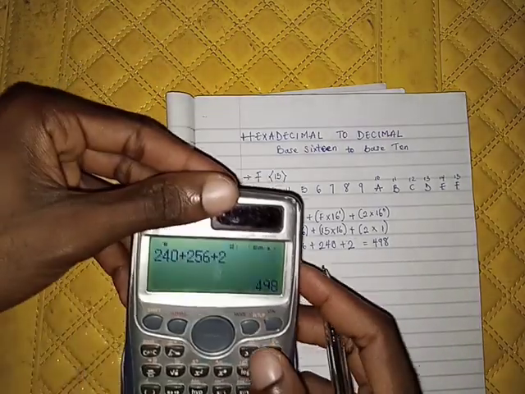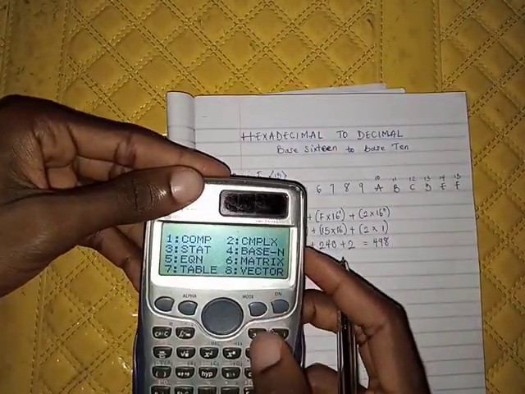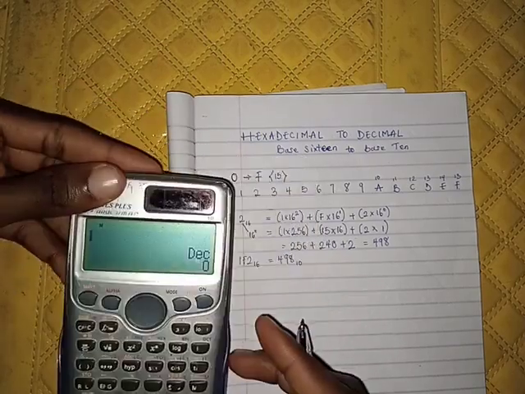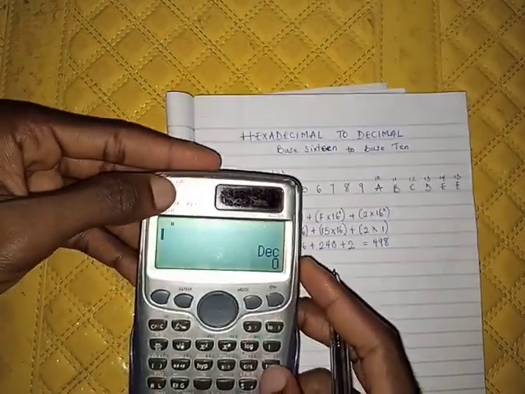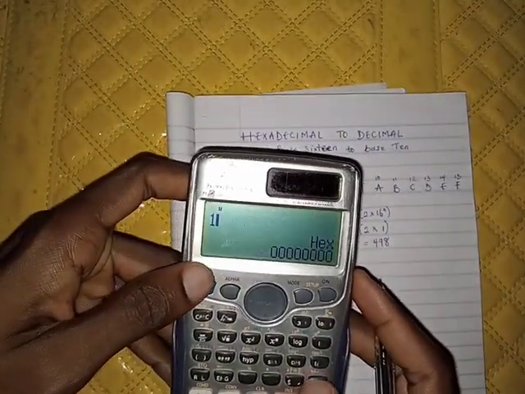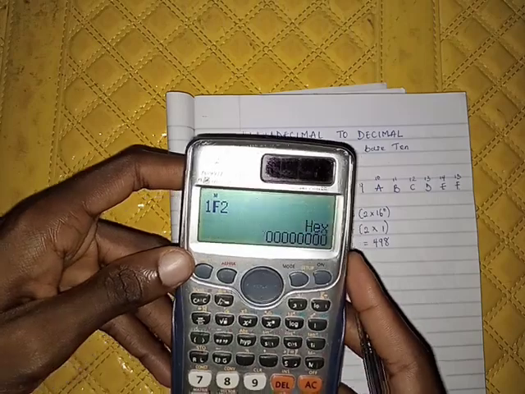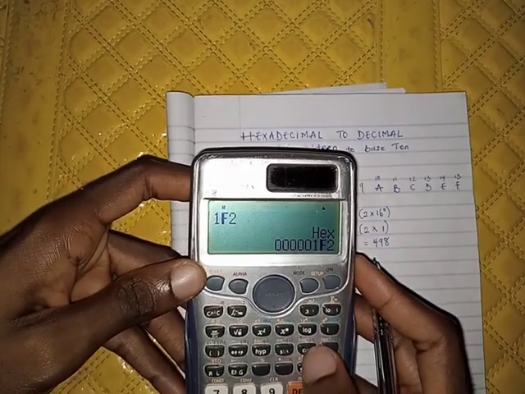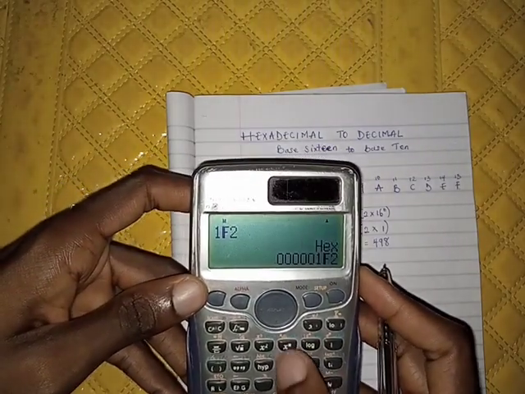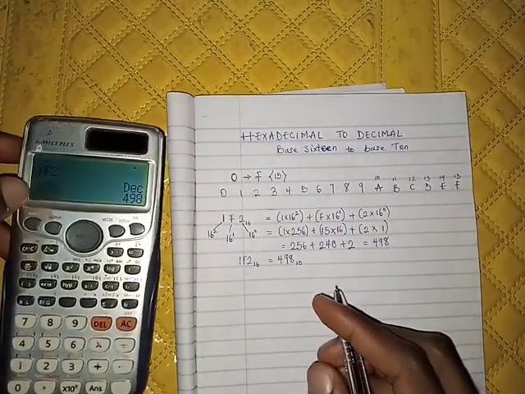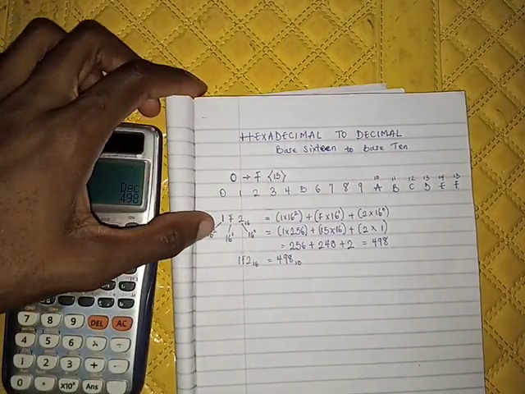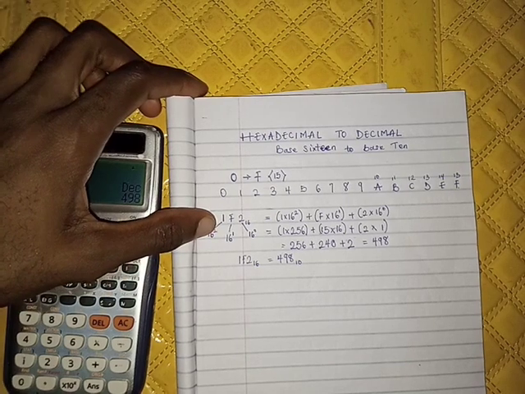We can quickly check this. We're converting from hexadecimal, so that is 1F2. Converting it to decimal, 498. Okay, that is correct. Okay, let's try another example.